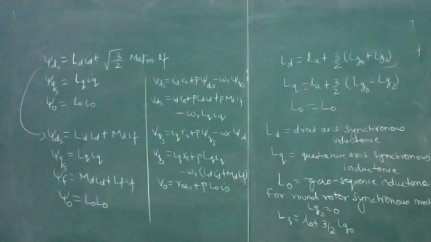So this is all about the voltage equation of synchronous machine in DQ variables. Any doubt? Okay, then thank you.